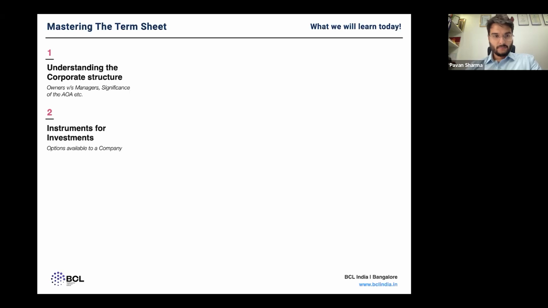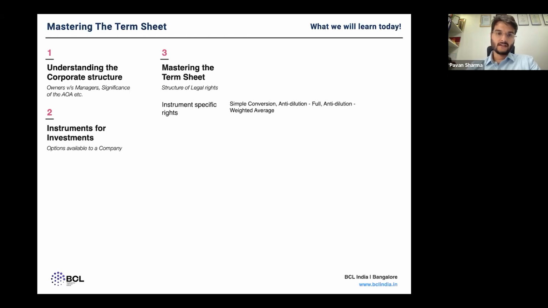So what I've tried to do in the presentation is go back to some of the basics. I remember our first conversation where we looked at private limited company structures, we looked at certain instruments. I'd want to quickly touch upon those two points because they become important to understand the rest of the presentation. And this is the core of the presentation, which is the term sheet, right?